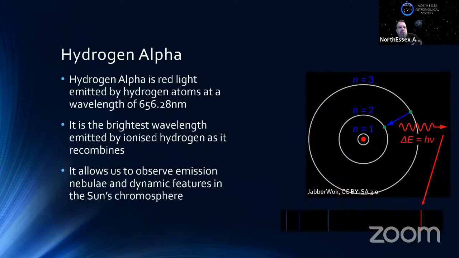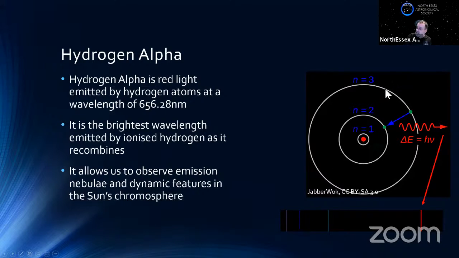Right, we'll quickly move on. Now, that was all looking at the photosphere in white light. We can also observe the sun in other wavelengths to see other features. The one that we most commonly use as amateurs is hydrogen alpha. This is a red wavelength that's emitted by hydrogen atoms. It's the brightest wavelength that's emitted by ionized hydrogen, and it allows us to look at features in the chromosphere rather than the photosphere.